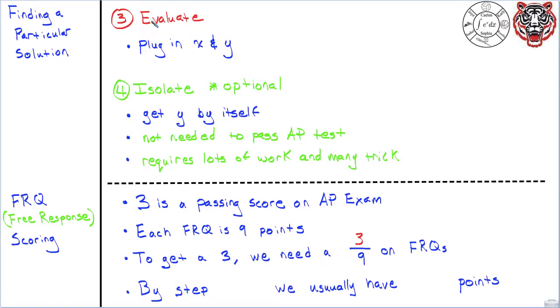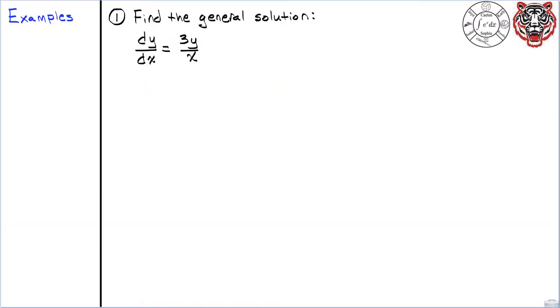And by the time you hit step 3, we usually will have 6 to 7 points. That means you have more than enough points to get a 3 on the AP exam just by hitting step 3 without having to do all of this extra work. And moving to the next slide, we have 2 examples. I'll do one example here and one on the next slide.